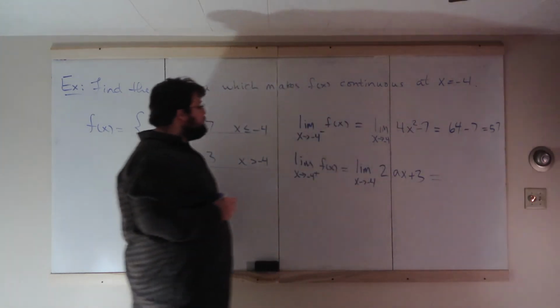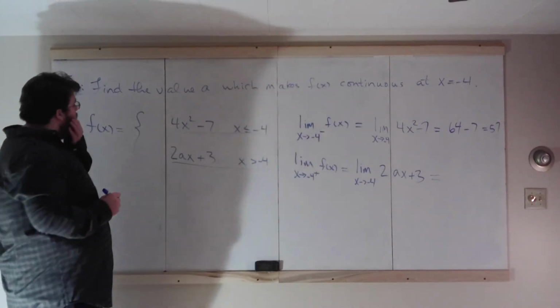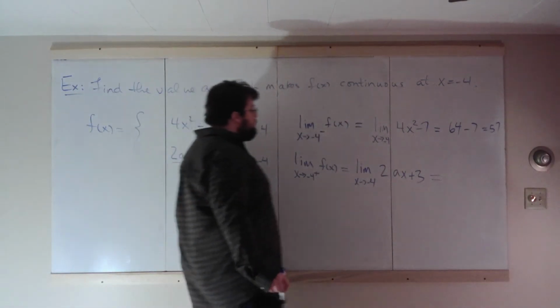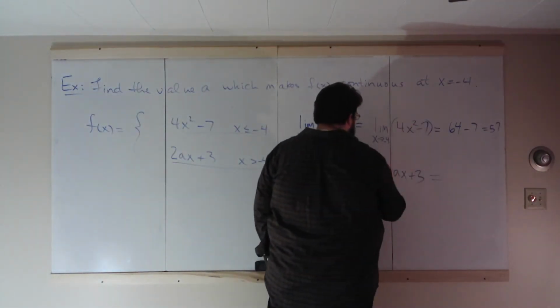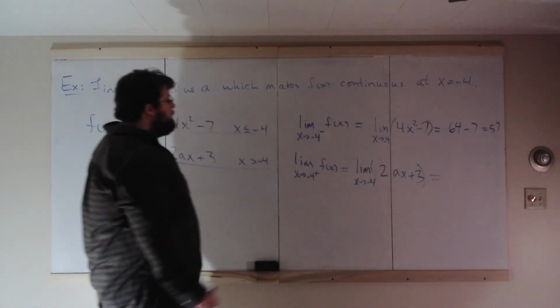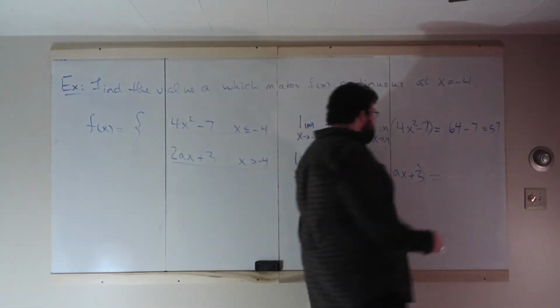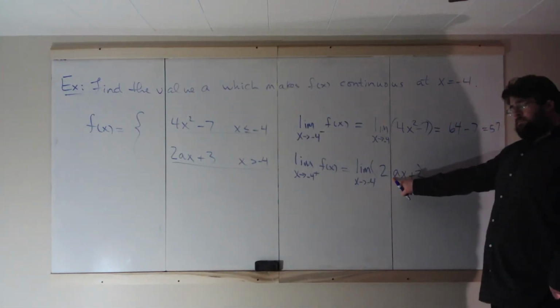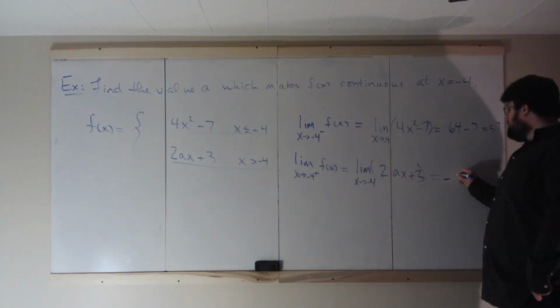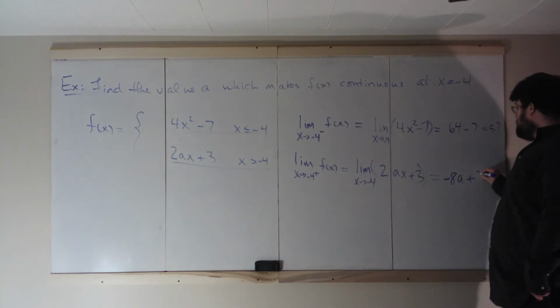So 2ax plus 3, I should probably put those in parentheses, because the way it's written, that 3 and this negative 7 aren't in the limit. As x approaches negative 4, let x equal negative 4. What do you get? Let x be negative 4, not a. So we get negative 8a plus 3.